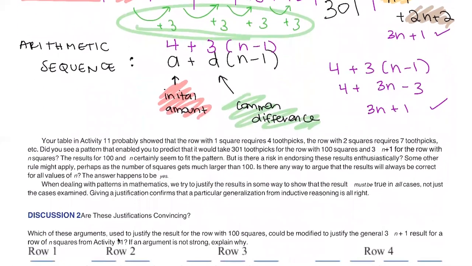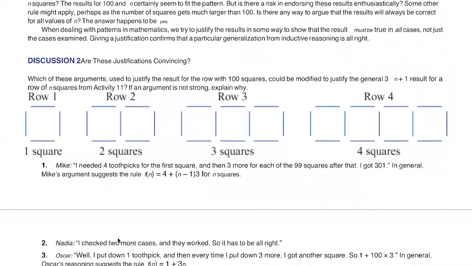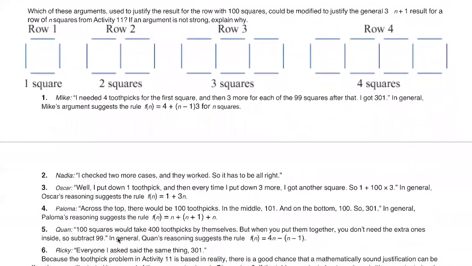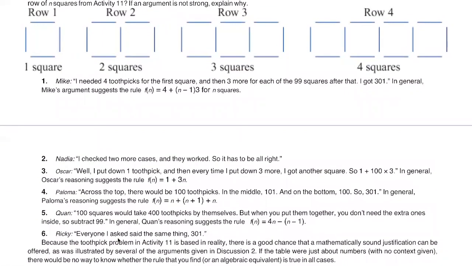Connected to this material is a paragraph explanation of what went on in this picture, how it goes throughout, and there's a discussion that's related to these diagrams. We have several students who talk about the different ways of visualizing this diagram. We look at Mike. He says, I needed 4 toothpicks for the first square and 3 more for each of the 99 squares after that. I got 301. In general, Mike's argument suggests the rule 4 plus the quantity n minus 1 times 3.